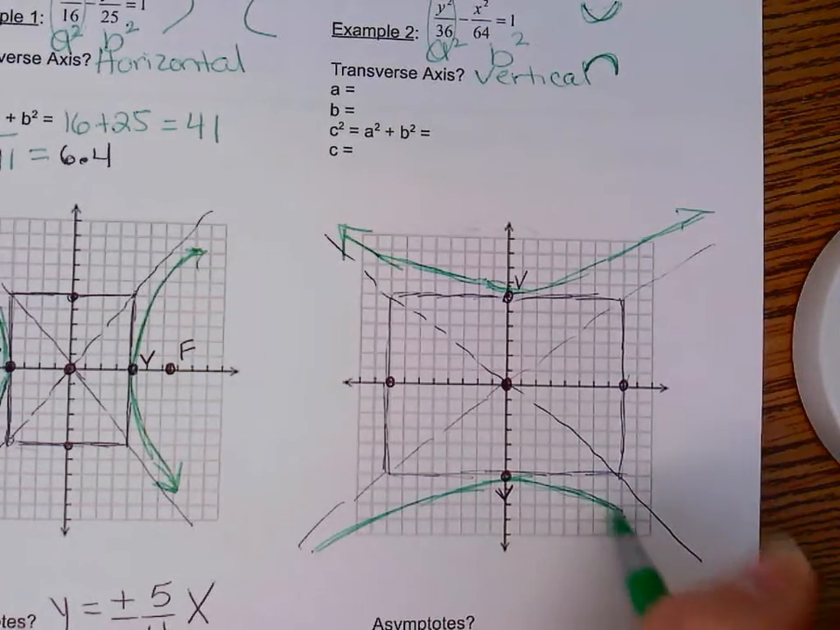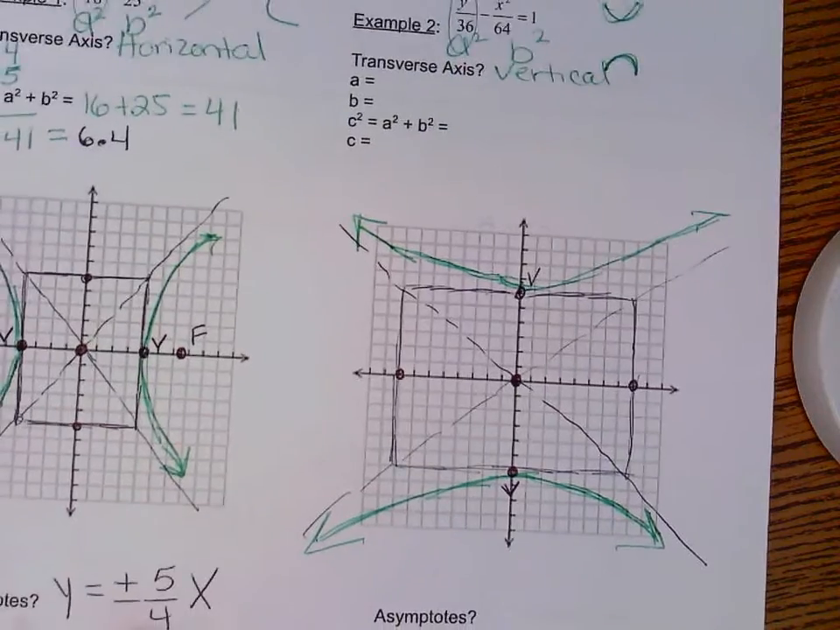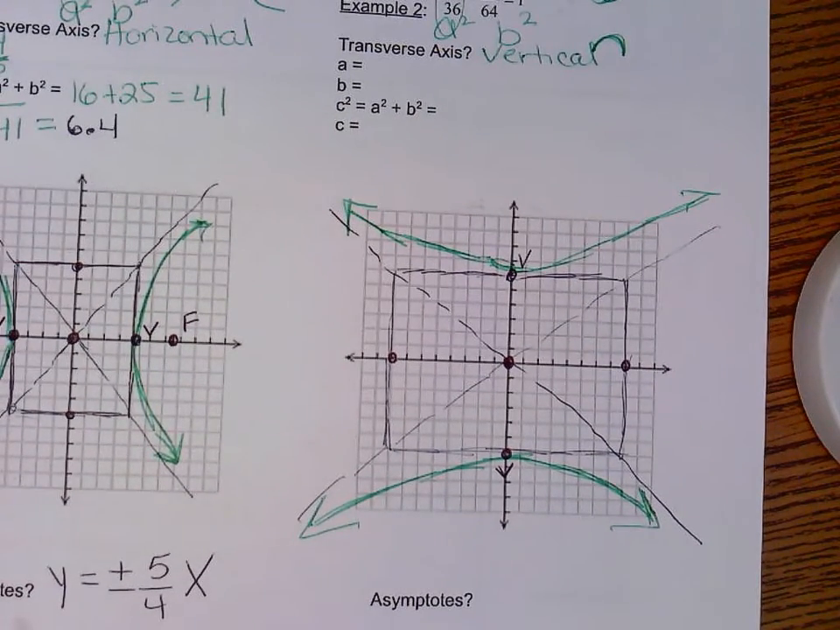So similar to ellipses, there's kind of an eccentricity. We're not going to talk about eccentricity for hyperbolas, but there's that wideness or steepness of a hyperbola too.